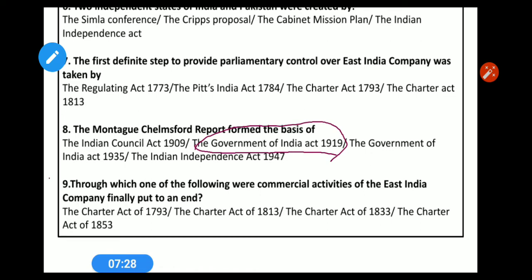Question number 9. Through which one of the following were the commercial activities of the East India Company finally put to an end? Options are the Charter Act of 1793, the Charter Act of 1813, the Charter Act of 1833, and the Charter Act of 1853. The correct option is the Charter Act of 1833.